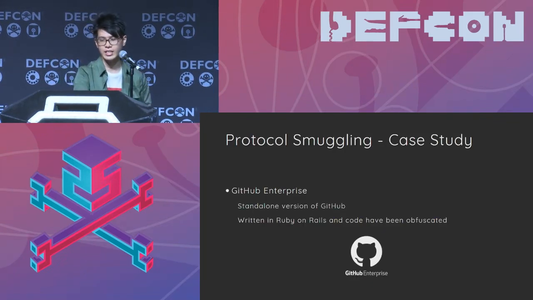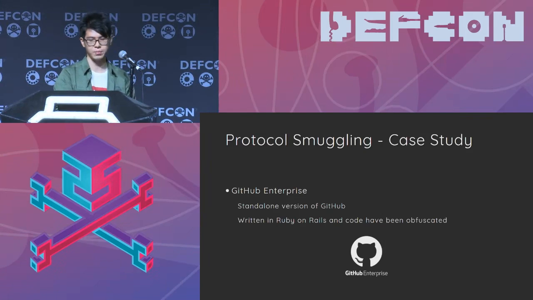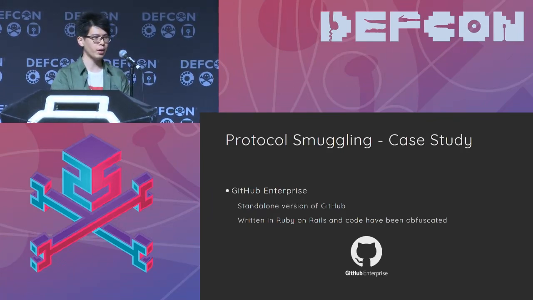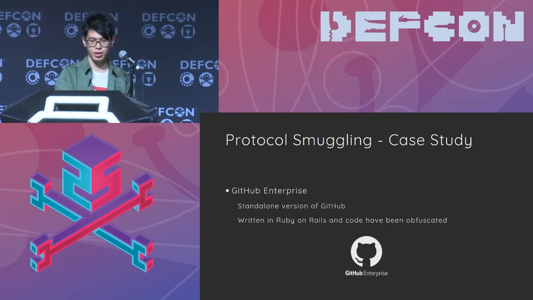Okay, let's see our last case study, GitHub Enterprise. GitHub Enterprise is a local version of GitHub that lets you deploy a whole GitHub service in your private network. Most of the code is written in Ruby on Rails and is obfuscated. The code base of GitHub Enterprise seems to be the same as github.com, and there is an environment variable that you can use to switch the mode from Enterprise to the .com version. If you want to study the security of GitHub, I highly recommend GitHub Enterprise to you.